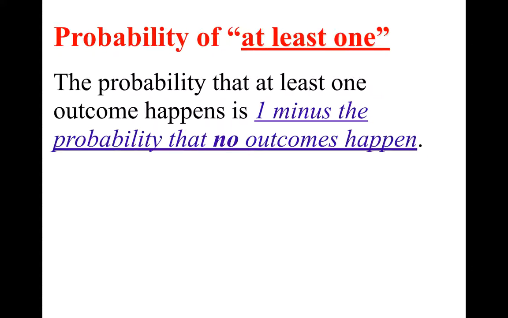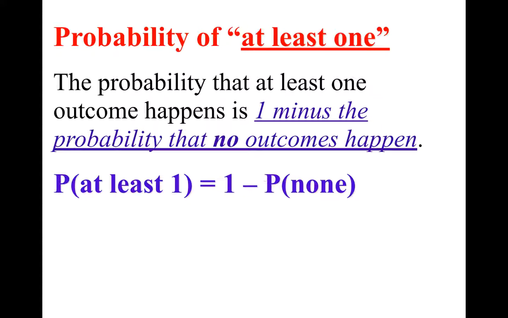So it's, in a way, kind of like using a complement. Let me show you a little more here. The probability of at least one, in short form, is equal to 1 minus the probability of none. A little more explanation, then I'll show you an example. We're looking again at 1 minus the probability of none to find the probability of at least one.